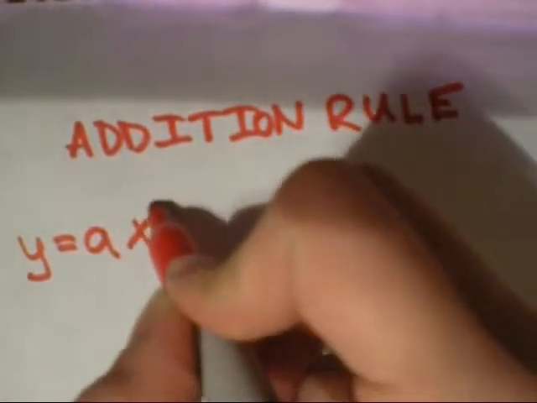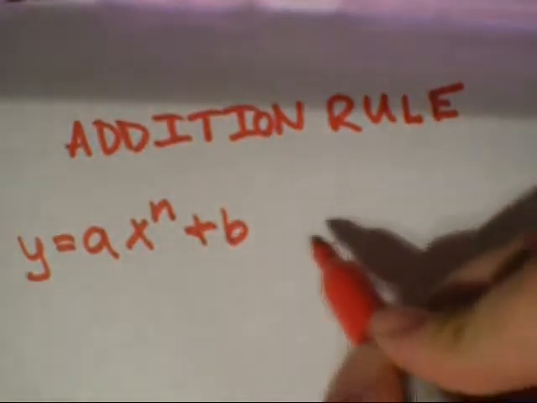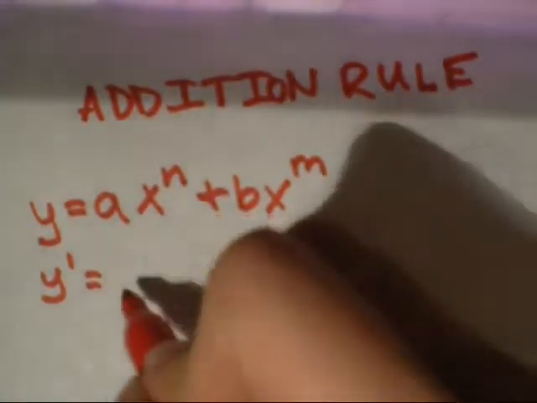Okay, so let's talk about the addition rule when it comes to derivatives. Our basic formula is going to look like this. Let's say we have y equals a, which is some constant, times x to the n exponent, plus b, which is a second constant, times x to the m, which is another exponent. If that is our original equation, then the derivative y prime will look like this.